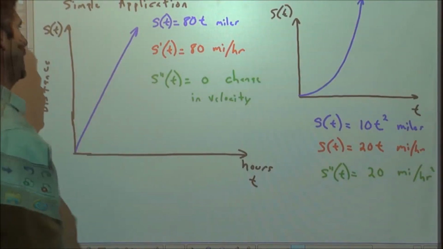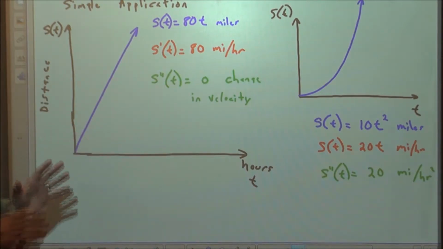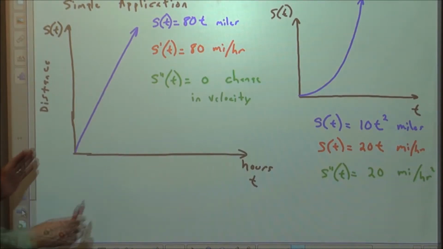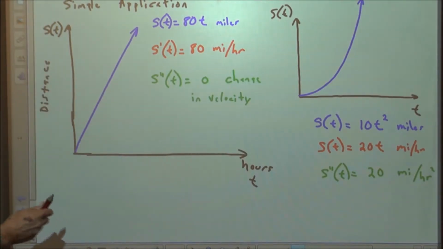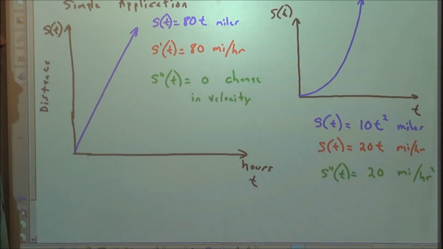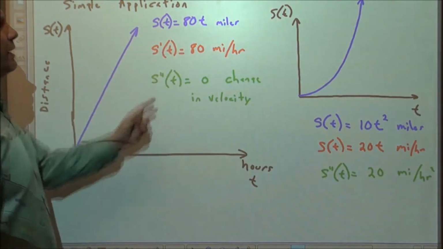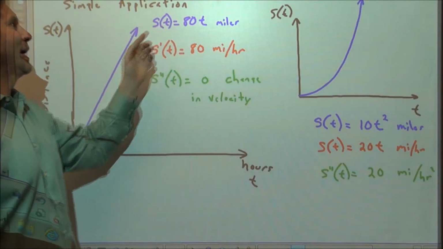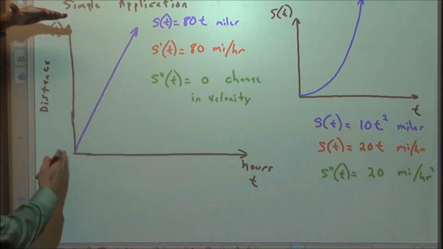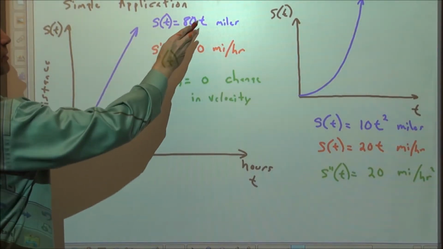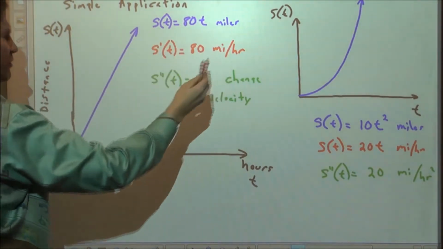Here's a simple application. Let's suppose a car is traveling down a highway at 80 miles per hour. So this is hours, and this is miles traveled. Now we tend to use s of t, so distance as a function of time. The car is traveling 80 miles for every hour that goes by. So the total distance traveled after so many hours, you'll find that by taking 80 times the hours traveled, that'll give you the total miles.